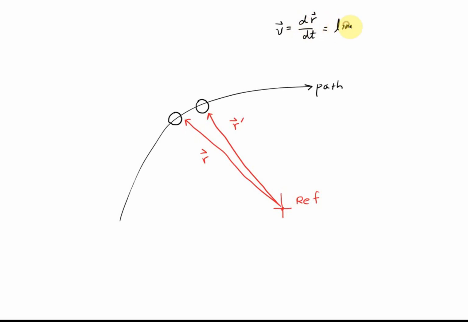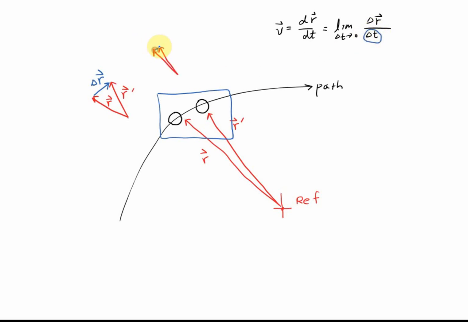So in definition, that is delta time goes to 0, then this is delta r. So delta r is the change in the position vector, position r, and let's say this is my other position r prime. Then the change in position is this one. This is the change in position, delta r. But if the delta t is very small, then this is delta r.